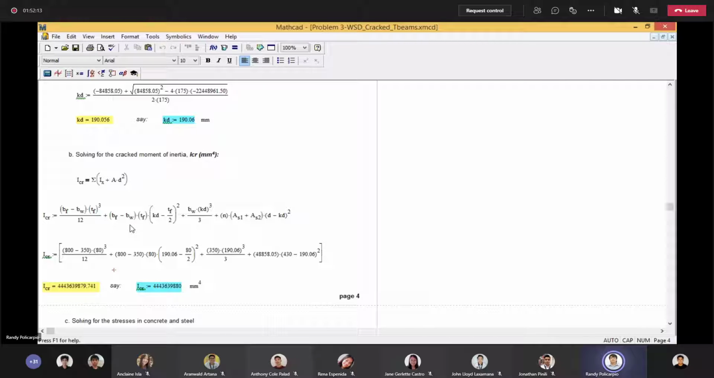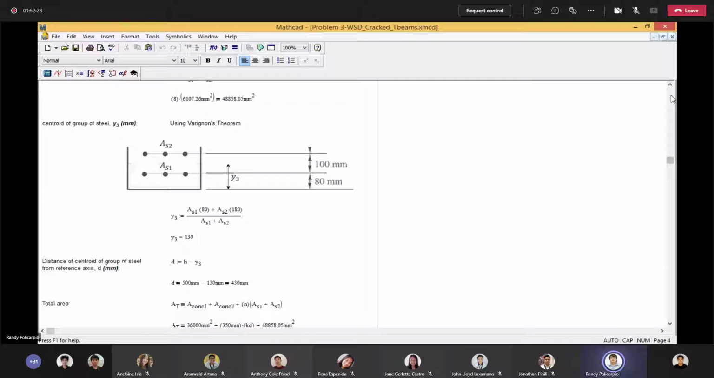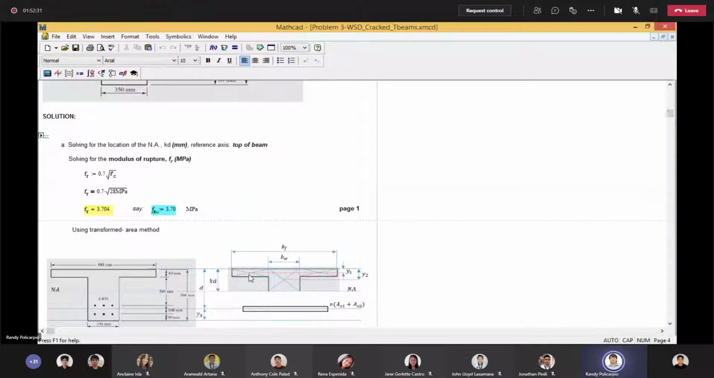ating yung area nung ating flange, no? So makikita nyo dito BF minus BW. So ibig sabihin pinagsama na. Pinagsama na itong dalawang to, no? BF minus BW. So ginawang isang rectangle na lang to. Itong dalawa dito, no? Yung flange, no? Tapos ito ngayon, isang rectangle uli.